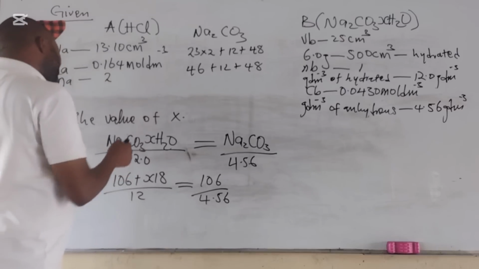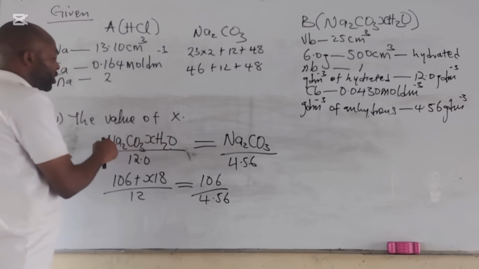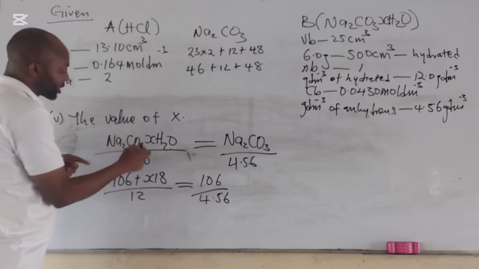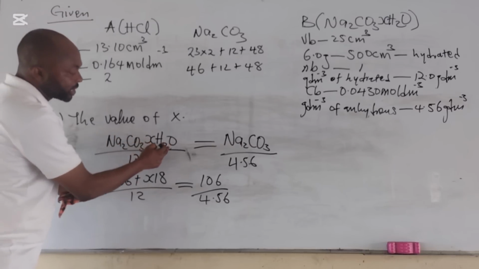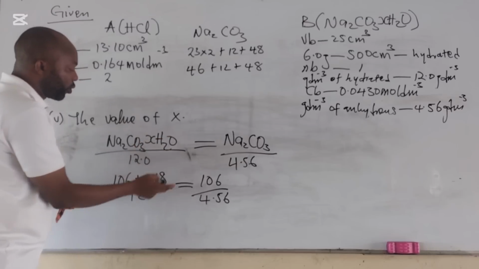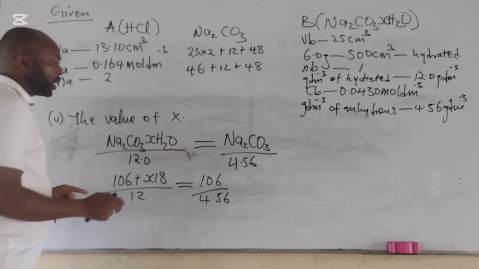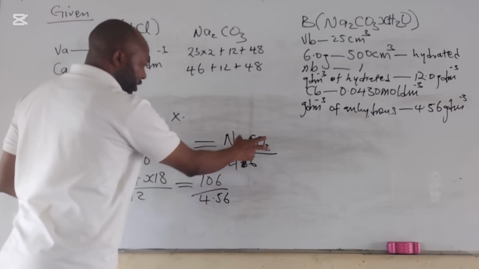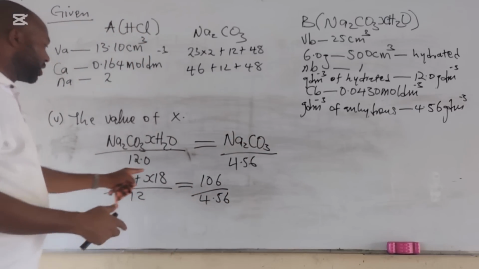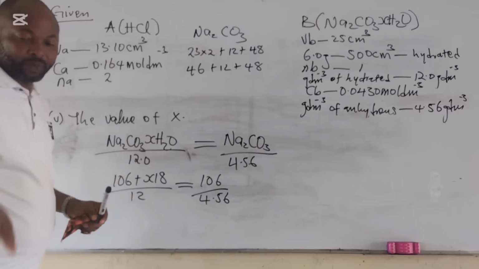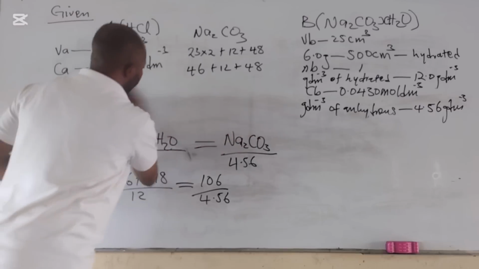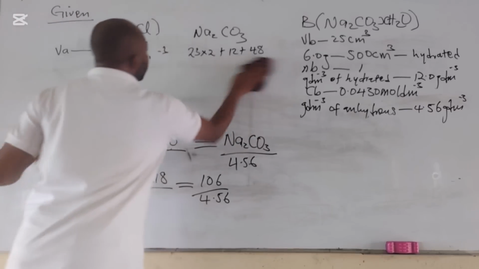Now, how did I get 106? The relative molecular mass, 23 times 2 plus 12 plus 16 times 3 will give us 106, plus 18. Oxygen has a relative atomic mass of 16, plus 2 will give us 18. This is equal to 106, which is this, over 4.56. So now we have to make X the subject of the formula. So I'll continue to clean.